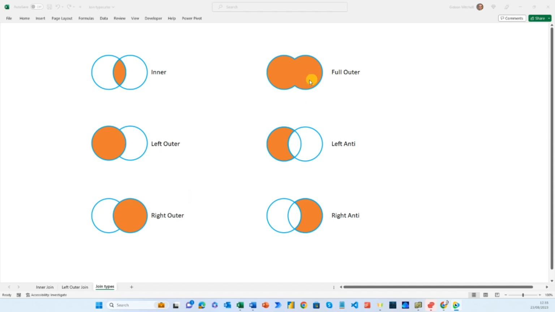The full outer join is like everything, so that's the records that matched in the middle, like the inner join here, plus the extra ones on the left, plus the extra ones on the right. And now finally these two anti-joins. The left anti-join is the records on the left that don't match anything on the right, and the right anti-join is all the records on the right that don't match anything on the left.